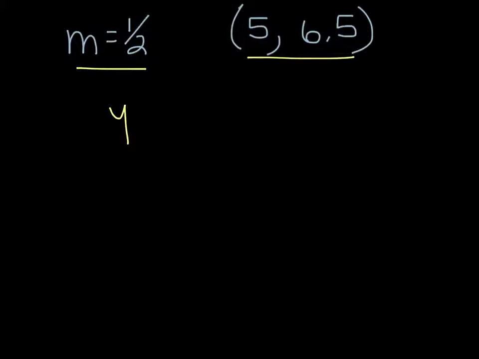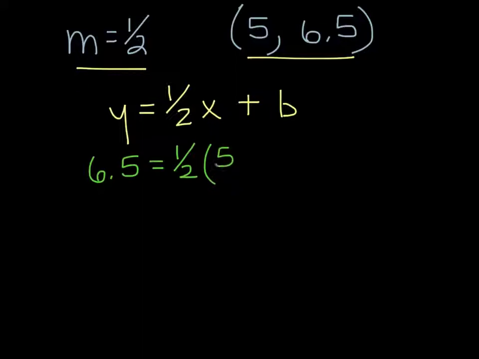Alright, so first thing, I'm just going to rewrite my equation. And I know the slope, so I'm going to fill in y equals 1/2 x plus b. I don't know the y-intercept yet. I need to find that. So to do that, I need to plug in these coordinates that I have up here. So I have 5, 6.5. I'm going to put the 5 in for x and the 6.5 in for y. So let's rewrite it. So my y is 6.5 equals 1/2 times 5, that's my x, plus b.